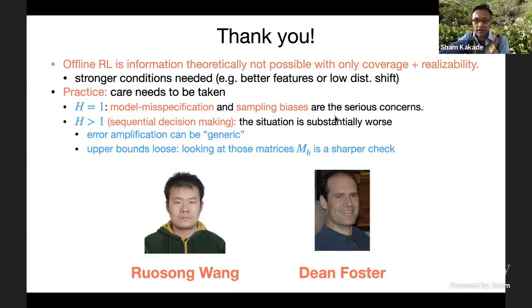And this is joint work with Dean Foster, who's a good friend of mine, a statistician, and Ruosong Wang, who's been doing awesome work. We were just doing a bunch of work together in this broader context of trying to understand what conditions we need, what representational conditions we need for effective reinforcement learning more generally. And Ruosong's just been doing great work in this space. So thank you very much, and I'm happy to take some more questions.